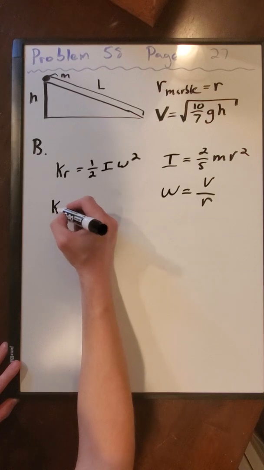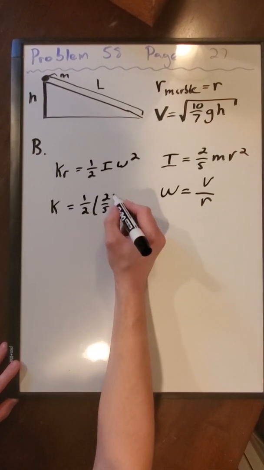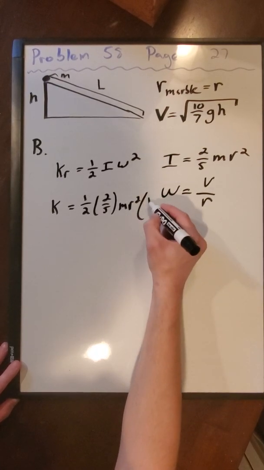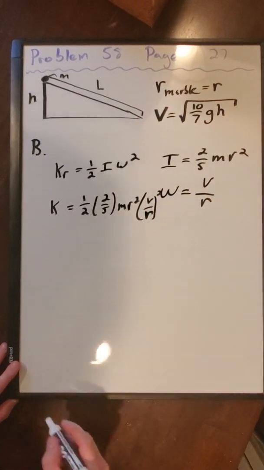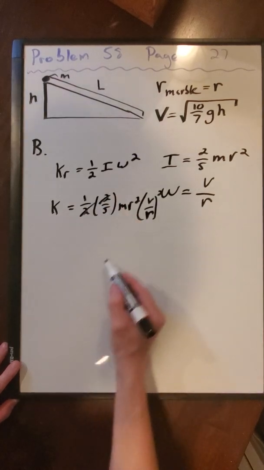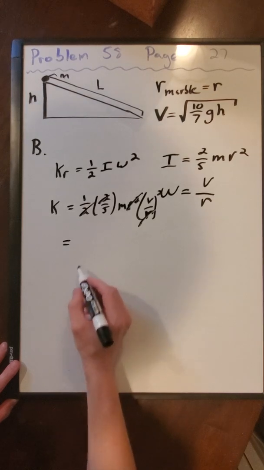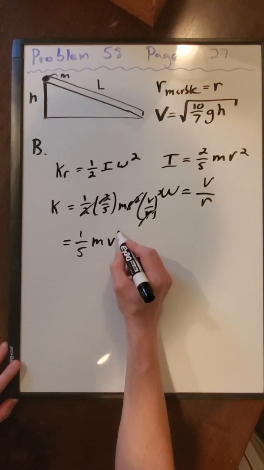So in this case, we can simplify our kinetic energy to be equal to 1/2 times 2/5 times mr squared times v over r squared. Sorry, it's getting a little cramped there. Now we're going to do some simplifications. Both of our 2's cancel. And in this case, the radius cancels out, which is super nice. So here we're left with 1/5 times the mass times the velocity squared.